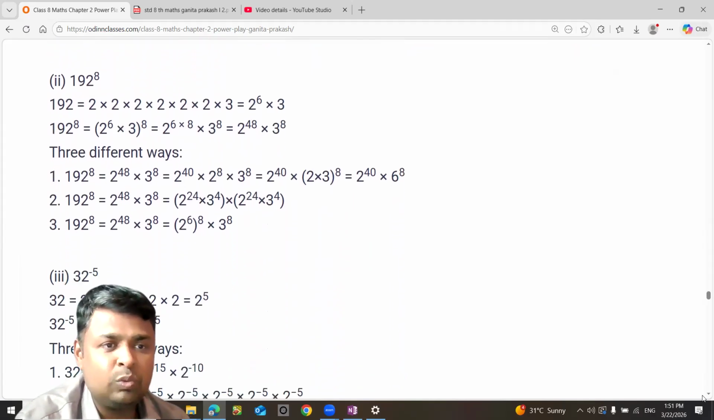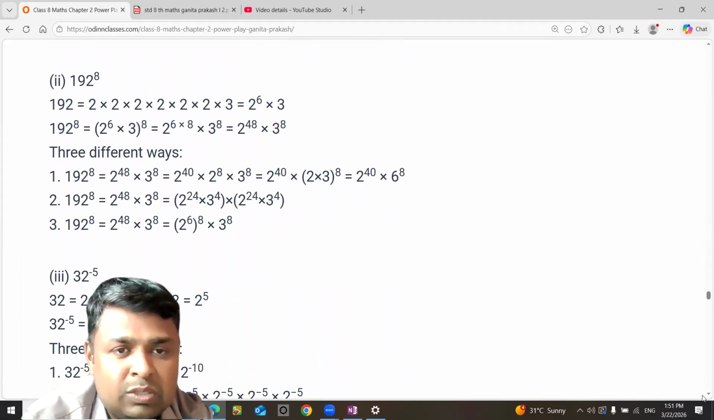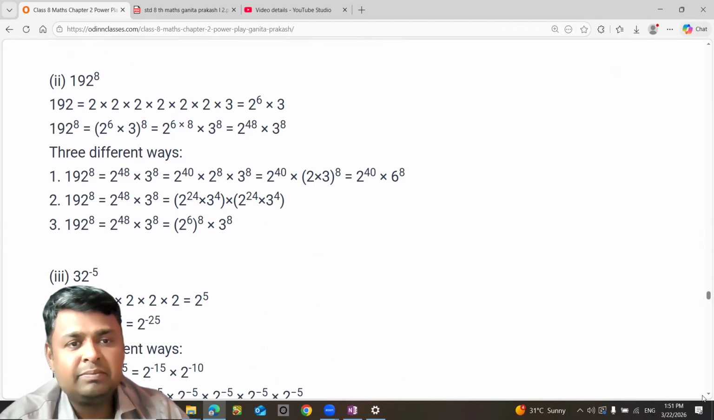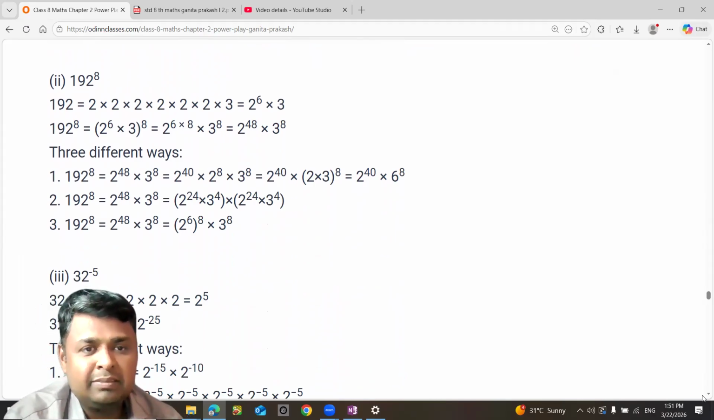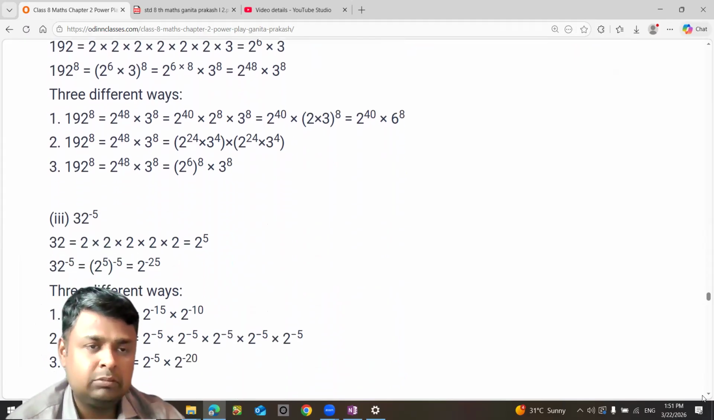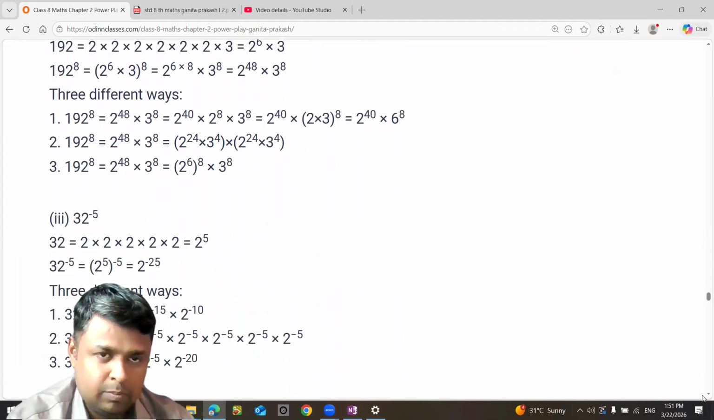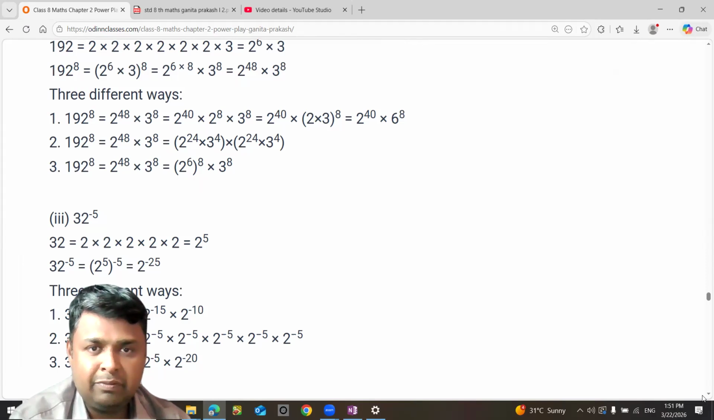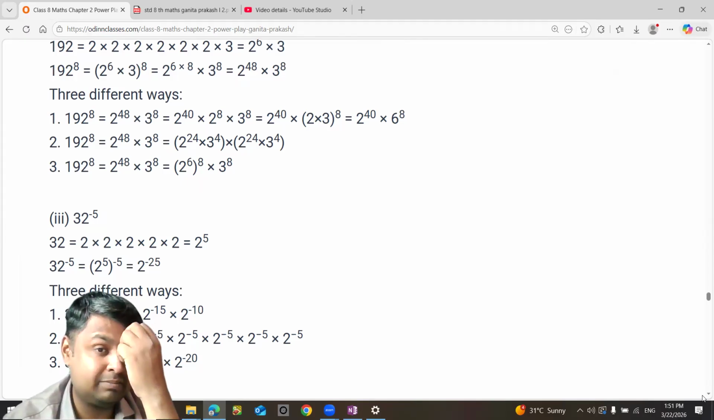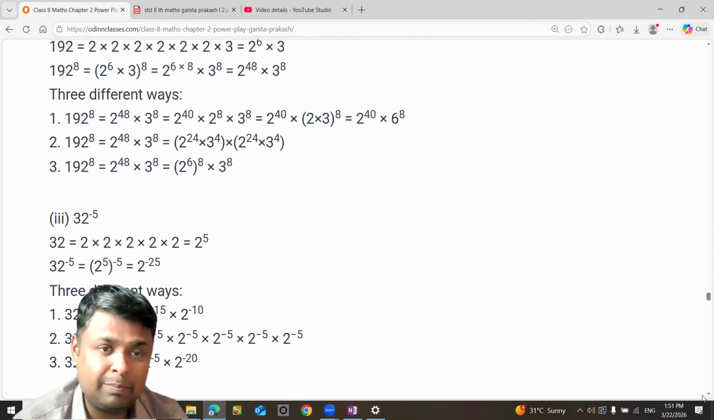So 192 raised to 8. For 192, the factors we can write as 2 raised to 6 into 3. So (2 raised to 6 into 3) raised to 8, so 2 raised to 6 into 8, that is 2 raised to 48 into 3 raised to 8. So different ways you can see. Observe them, write it down. Remember that you have to write separately for 2 raised to 48 and 3 raised to 8. So 2 and 3 are separately written.